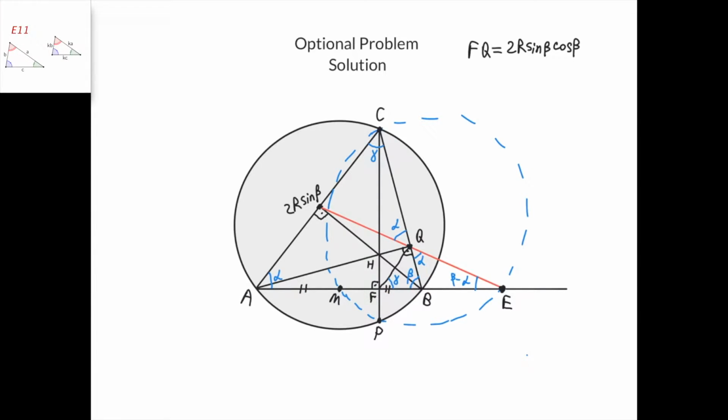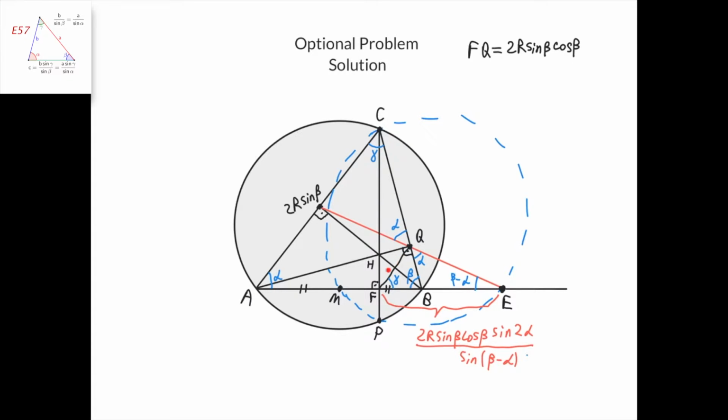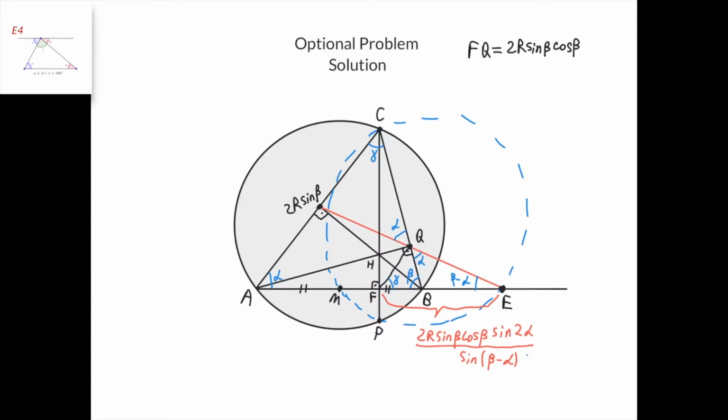And so, to get the sides of the triangle FQB, we just take the sides of the triangle ABC and multiply them by cosine of beta. For example, FQ equals AC times cosine of beta. And so FQ equals 2 times r sine of beta times the cosine of beta. And now that we know FQ and we know all the angles of this triangle, we can find FE. Note that if this angle is gamma and this angle is beta minus alpha, then this angle must be 2 times alpha to make the angles of this triangle sum up to 180 degrees.